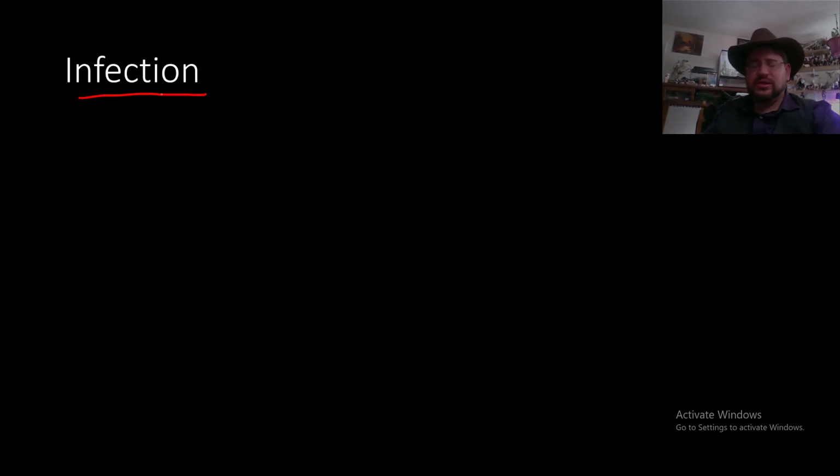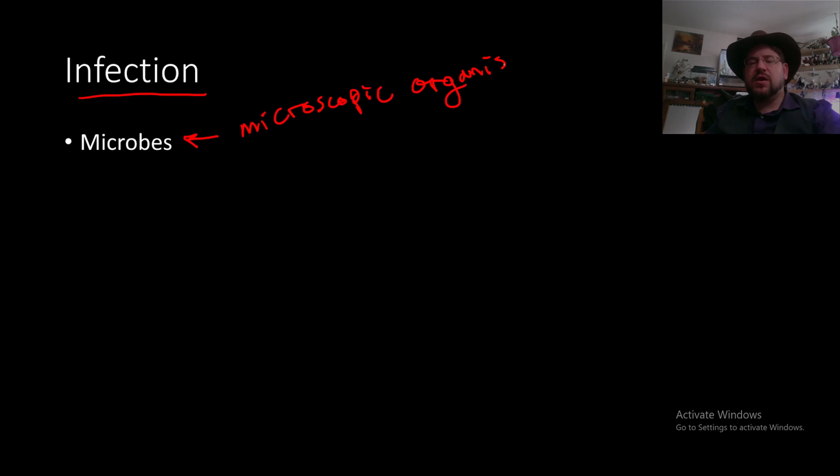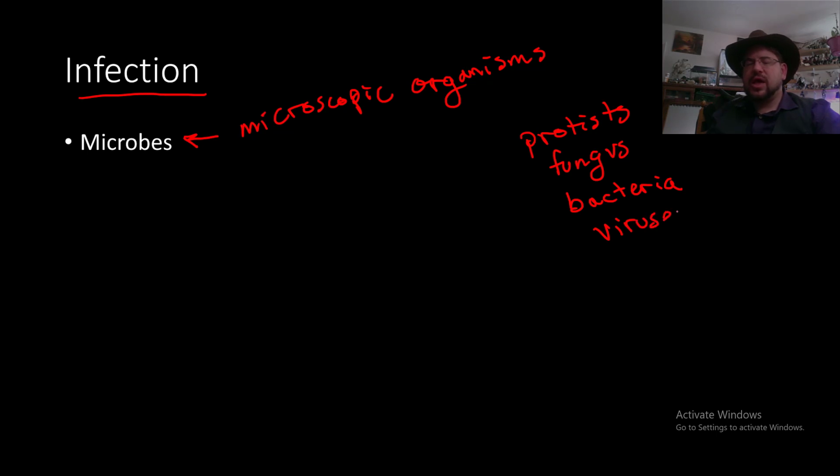Infection has a very specific definition, and it regards microbes. So microbes are microscopic organisms. Most people think bacteria, but there are lots of them, right? There's protists, there's fungus, there's bacteria, there's viruses, microscopic organisms, and they are proliferating where they are not supposed to be.